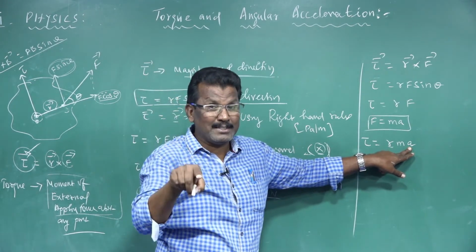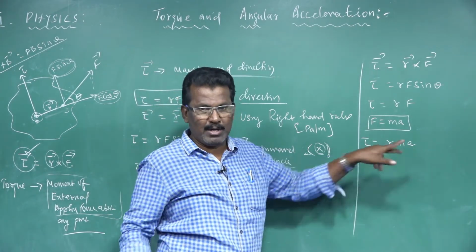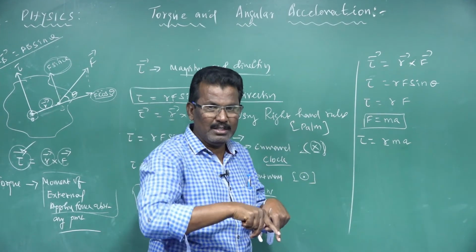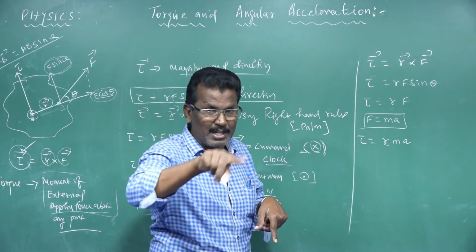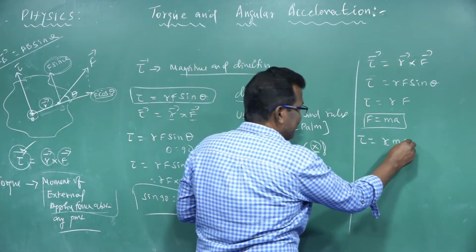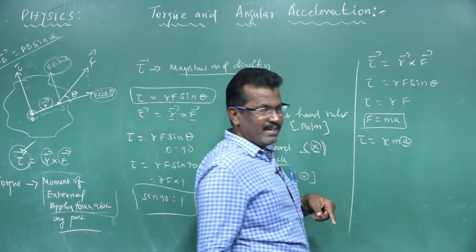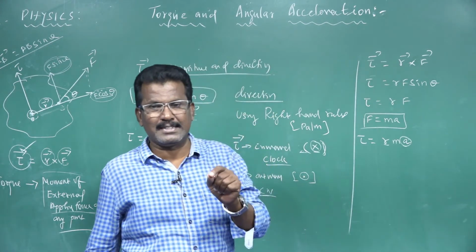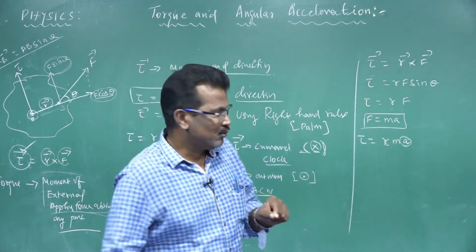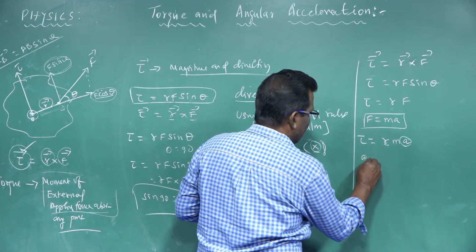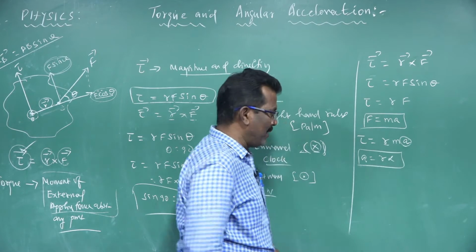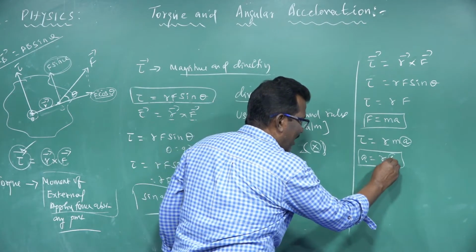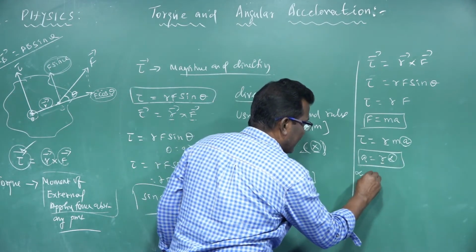If there is an angular motion, there is an angular acceleration. Bodies rotate in a circular motion, not a linear translation. It is only the rotation. If there is a rotation, there is a relation between linear acceleration and angular acceleration. So A is equal to R alpha. R is the position vector, and what is alpha? Angular acceleration.